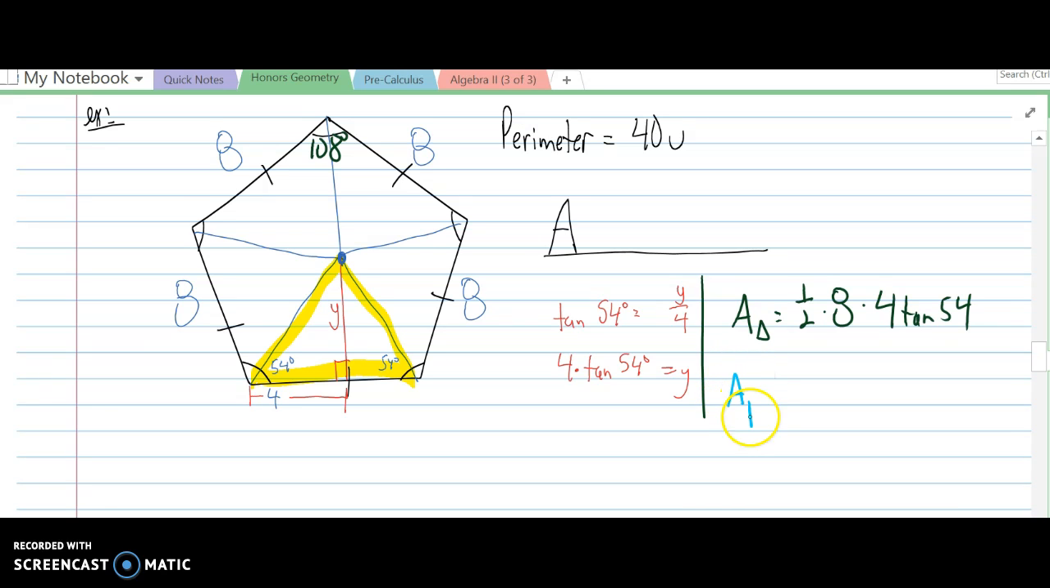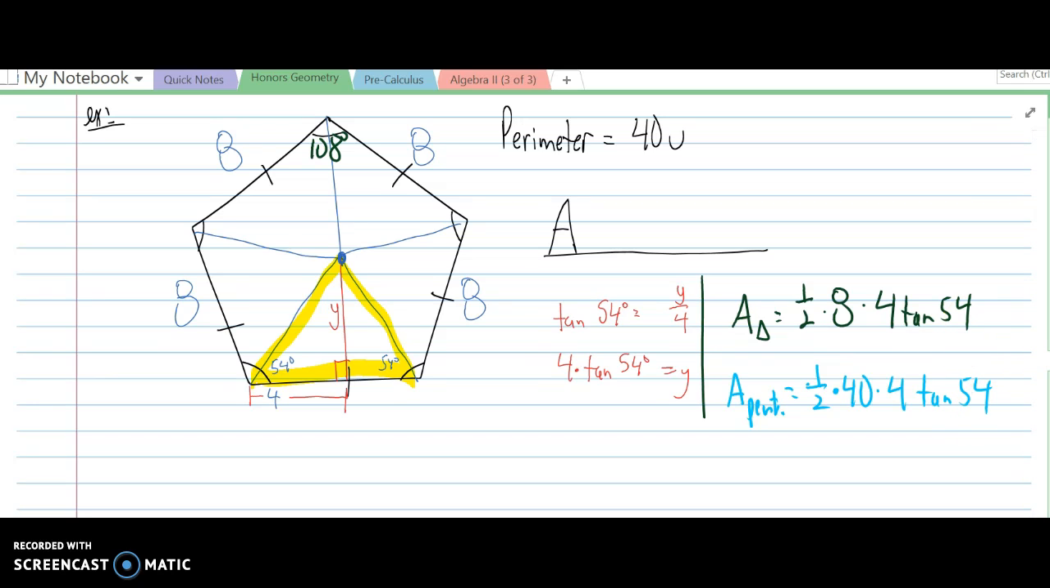If I wanted the area of the entire pentagon, I would take this and multiply it by 5. Because multiplication is commutative, I can multiply the 1/2 or the 8 or this 4 times 5. Doesn't matter where. I'm going to choose to multiply it right in the middle. Take the 8 times 5, so it's 1/2 times 40 times 4 times the tangent of 54.